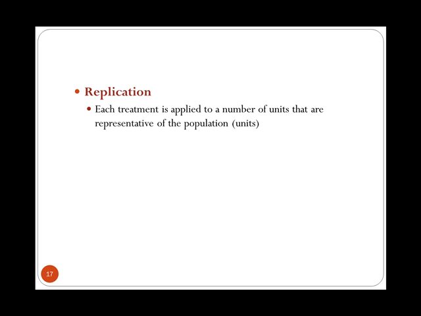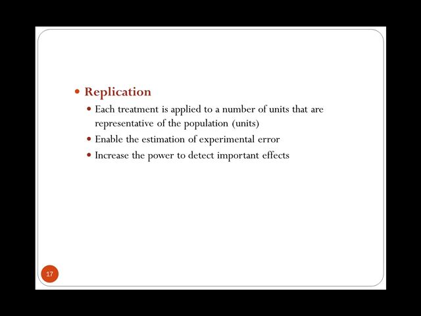The second principle is replication. Each treatment is applied to a number of units that are representative of the population. Replication enables the estimation of experimental error. If you only have a single replicate, you will not be able to estimate the experimental error. Replication also increases the power to detect the important effects. The larger the sample size is, the more powerful your experiment is in detecting certain effects. There is a difference between replication versus repeated measures. We will talk about this later.